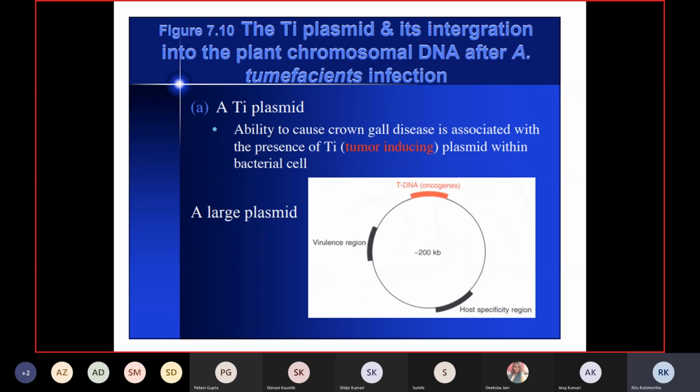So, what was the plasmid that I'm talking about that is transferred from agrobacterium to these plants? That plasmid is TI plasmid. Why is it called TI plasmid? Because it leads to induction of tumor. So, it's called tumor inducing plasmid. What is the size of this plasmid? Around 200 kb. What are the various regions which are present in this plasmid?